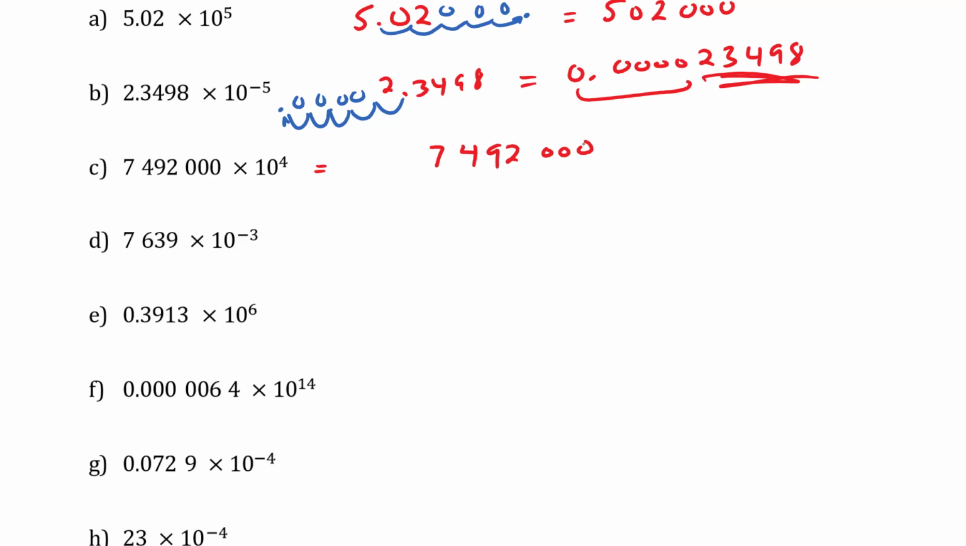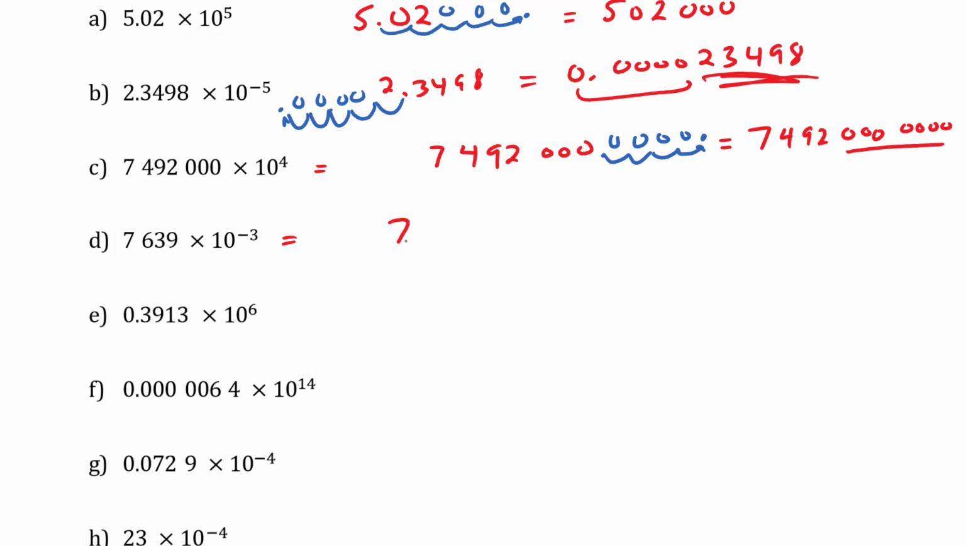7492000 times 10 to the 4. This number is going to get larger. I find the decimal place and I move it over 1, 2, 3, 4 spaces, with 4 zeros in place. This number was large. It gets even larger. 7492000 followed by 0000, so there are 7 zeros there.